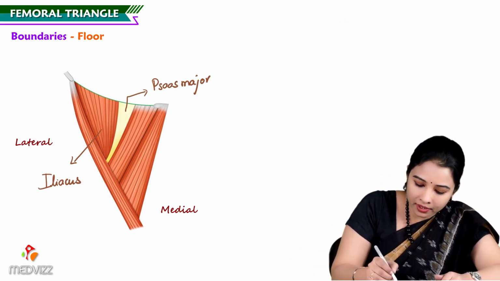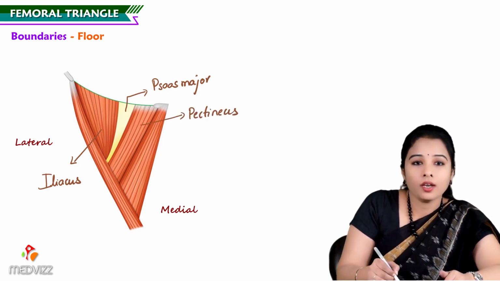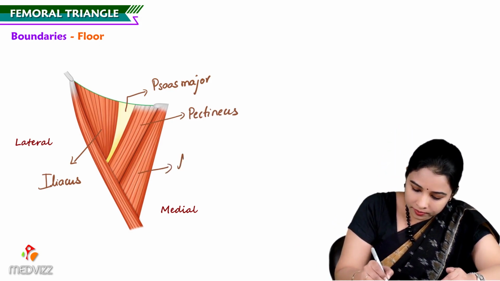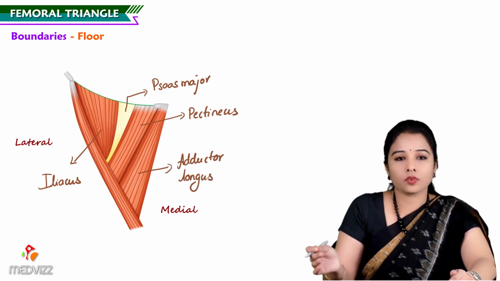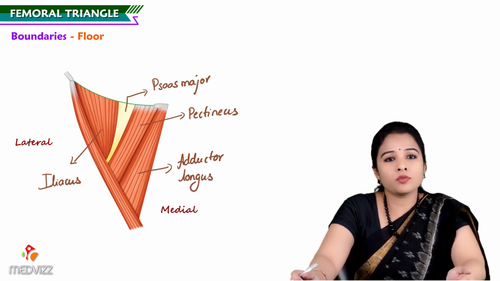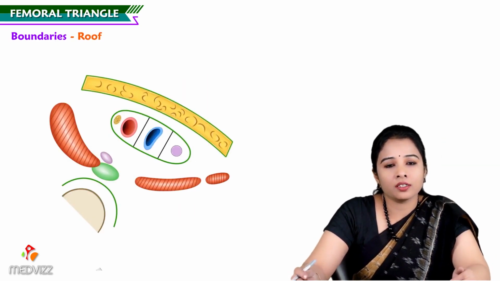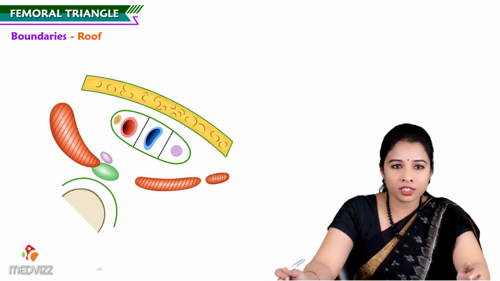So next is the pectineus, and medial to the pectineus is adductor longus. So these are the muscles forming the floor of femoral triangle. Now the roof of the femoral triangle. The roof is covered by the skin, superficial fascia and contents of it.